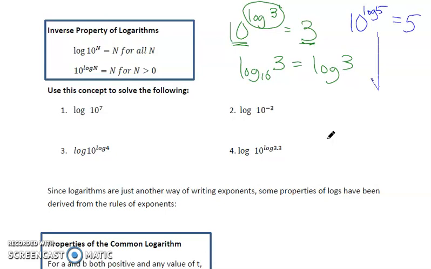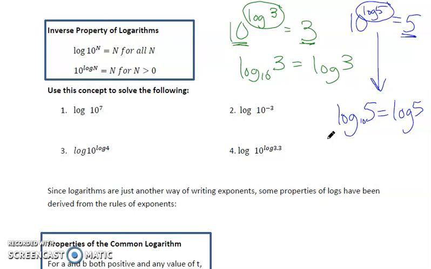If I write that as a logarithm, it's the log of my base, which is 10, of my answer, which is 5, and that's going to equal the exponent, which is log 5. So what I'm getting is the same thing on both sides. It says use this concept for the following. So what I'd like you to do is solve each of these problems based on the rule above. When you're finished, turn the video back on.